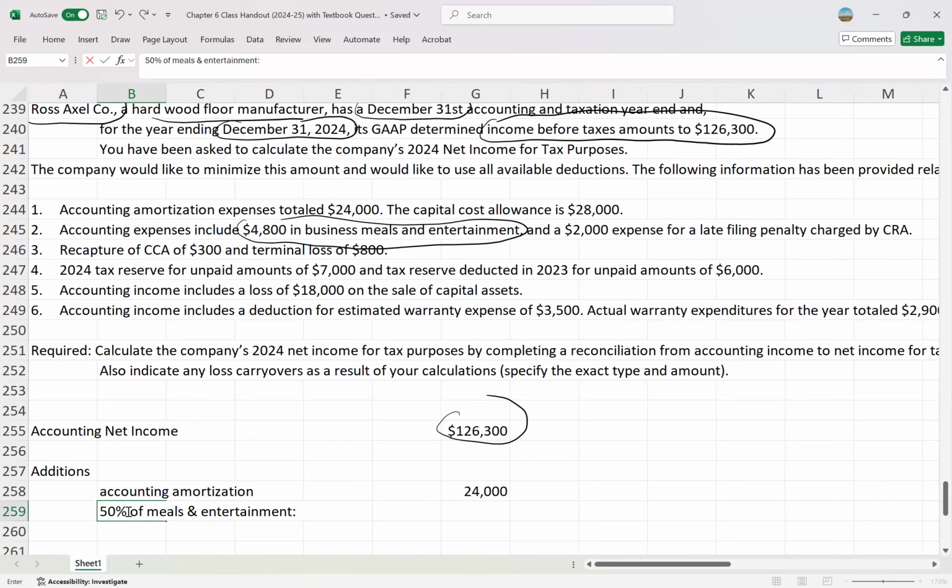So that's going to be 50% times 4,800, so we have to add back 2,400.